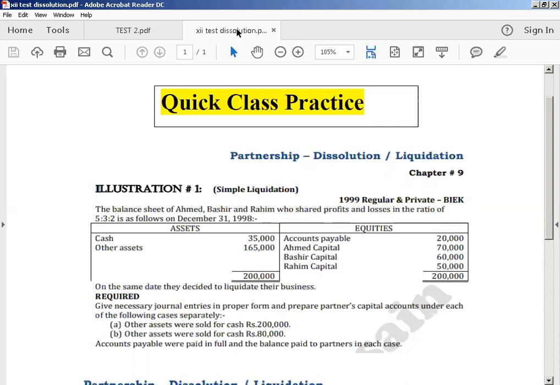On the same date, they decided to liquidate their business. Required: give necessary journal entries in proper form and prepare partners' capital accounts under each of the following cases. Now, what you people have to do is solve this question first by considering that your other assets were sold for the amount of 200,000. You have to solve this question by considering that your other assets amount is 200,000.